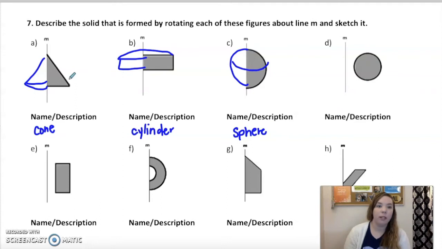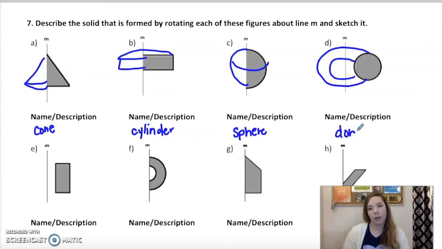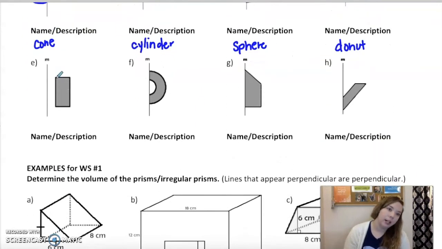What's interesting about this one is these three were touching, so they're not going to have any gaps. They're going to be solid. When you have a gap like this, it's actually going to make it hollow. So let me see if I can draw this here. It would look something like this, where we're going to have a hole in the center. So we'll call this a donut shape. Here, we're also going to have that hole in the center. So it looks kind of like this.